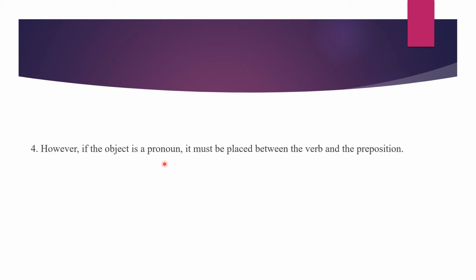However, if the object is a pronoun, it must be placed between the verb and the preposition. For example, I picked it up. You can see the object over here is a pronoun. So you will always separate these two parts if the object is a pronoun. It will only make sense that way. Otherwise, if you don't separate it, it will not make any sense. For example, I picked up it. You can see it doesn't make any sense. So you always have to separate these two parts.